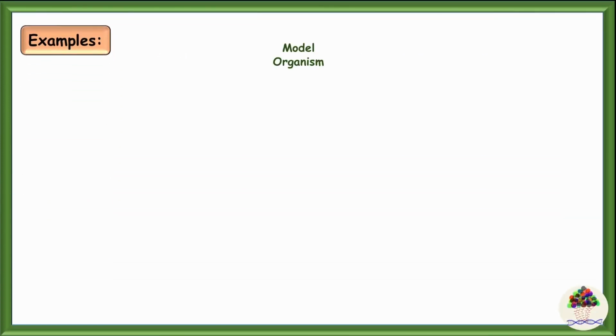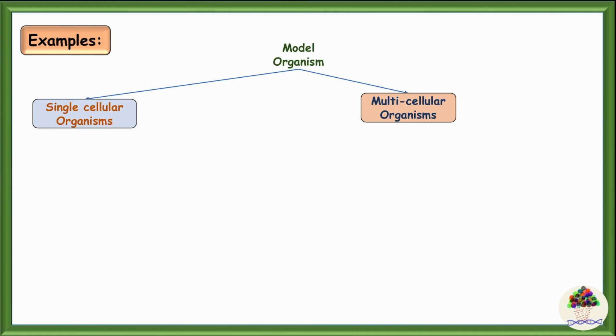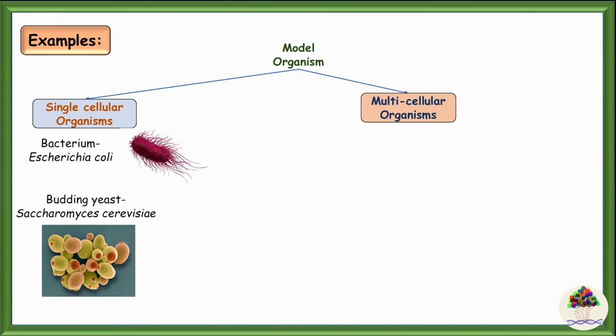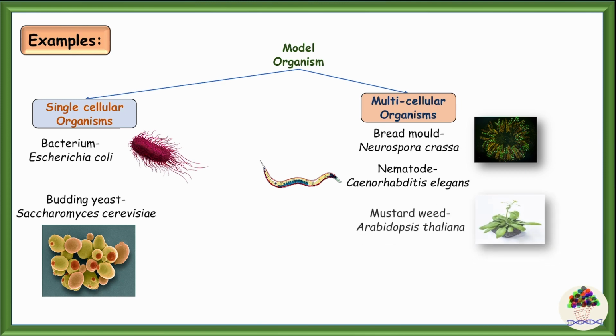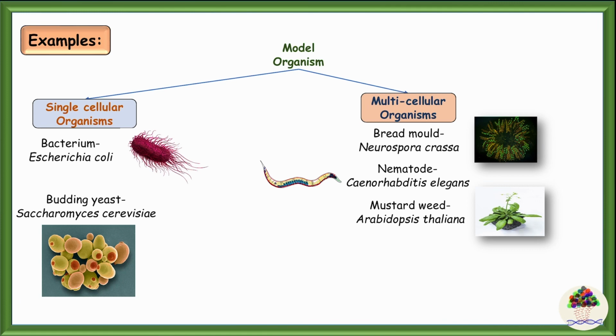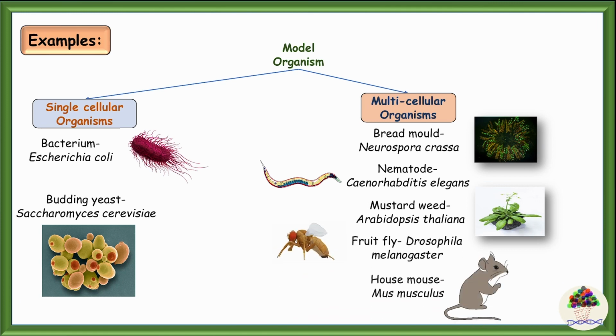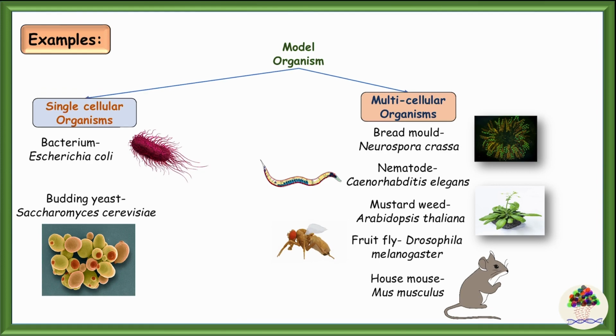As examples, model organisms can be of two types: single cellular organisms or multicellular organisms. Single cellular organisms are like the bacterium Escherichia coli or the budding yeast Saccharomyces cerevisiae. Multicellular organisms are like the bread mold Neurospora crassa, the nematode Caenorhabditis elegans or C. elegans, the mustard weed Arabidopsis thaliana, the fruit fly Drosophila melanogaster, or the house mouse Mus musculus.